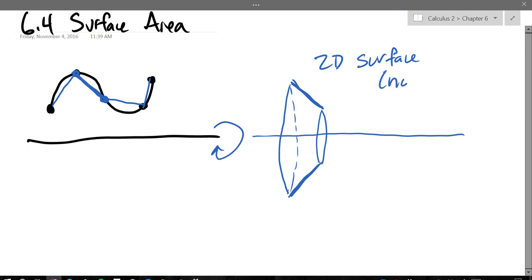So this is not a three-dimensional solid, which is absolutely what it was in 6.1 and 6.2. When we were doing volumes, we were looking at three-dimensional solids. So we got surfaces now. So now we have to figure out what is the area, the surface area of this funky shape right here. And I'm going to do that very carefully.